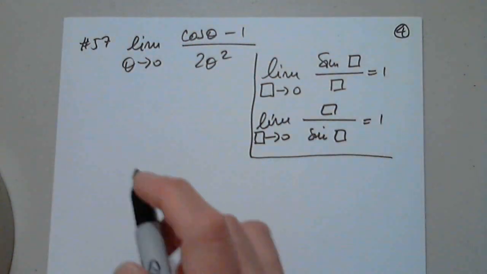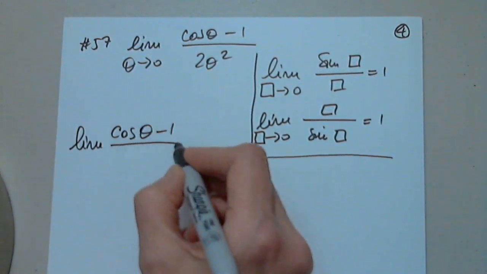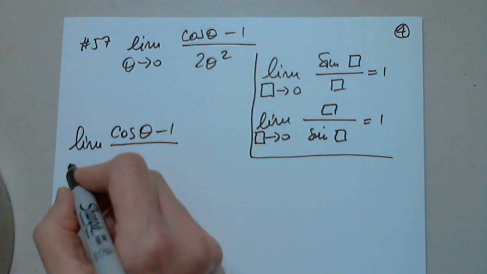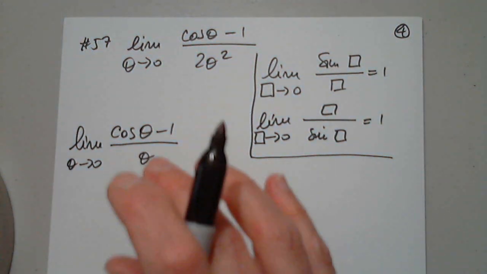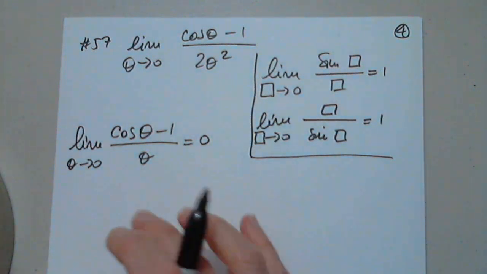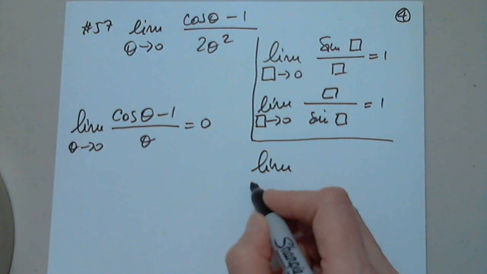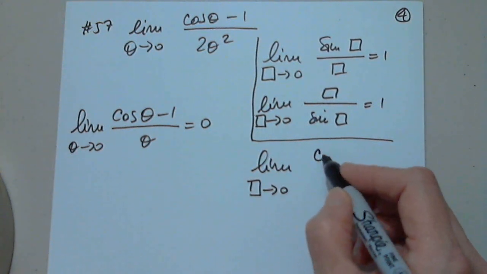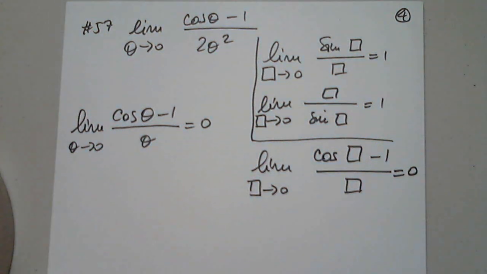But we have one more, which is the limit of cosine theta minus 1, or x, it doesn't matter, as theta approaches 0, divided by theta. This limit is 0, and it has to be remembered like this, meaning the limit as the box approaches 0 of cosine of the box minus 1 over the box is 0.